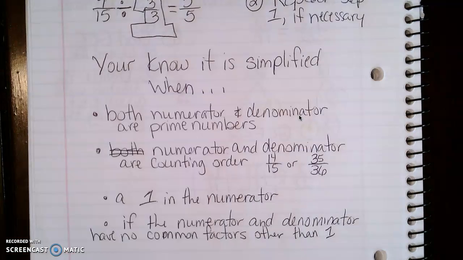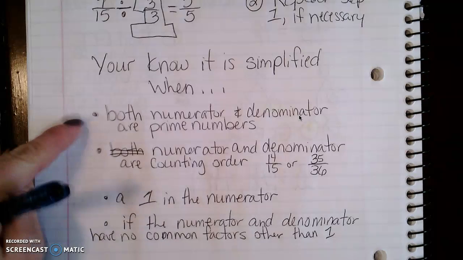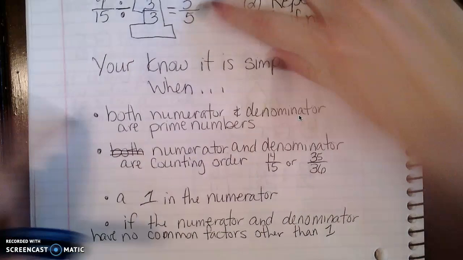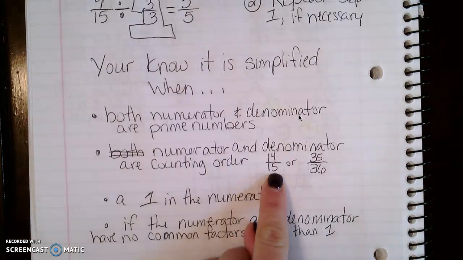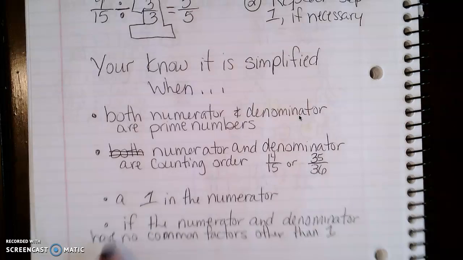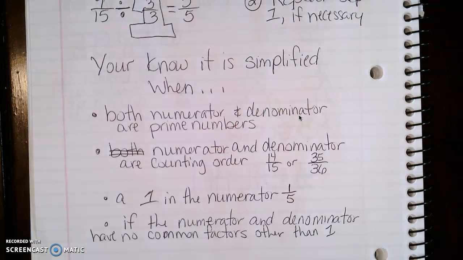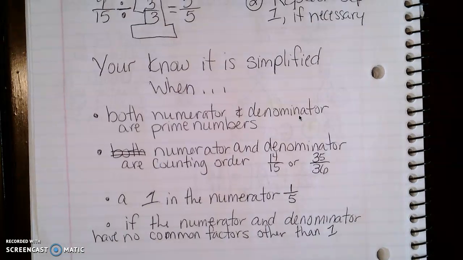These are going to be important to you. As you're simplifying, you're going to have to stop and go, okay, are both the numerator and the denominator prime numbers? Okay, I'm done. Are they in counting order? Did I get 14/15 as my answer? Okay, done. Do I have like 1/5? Right? Done. Do they have no more common factors? That's the more difficult one, right? Where you really need to know your multiplication facts. Okay, good luck on simplifying.